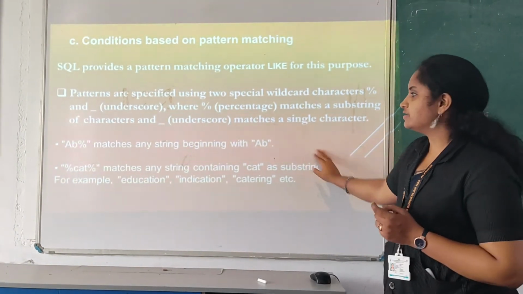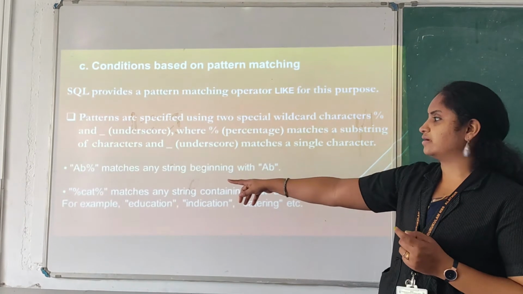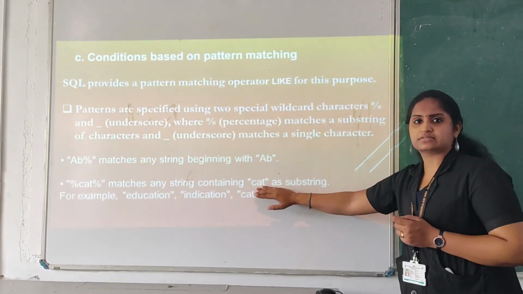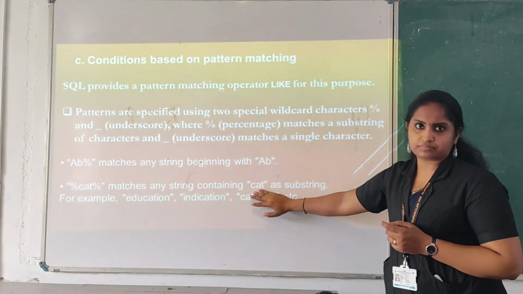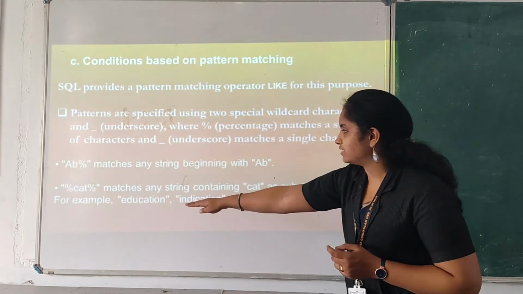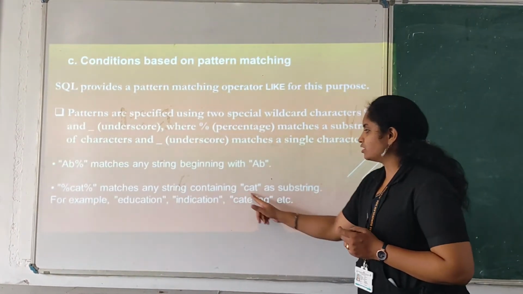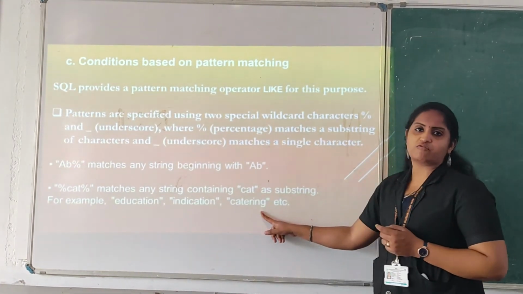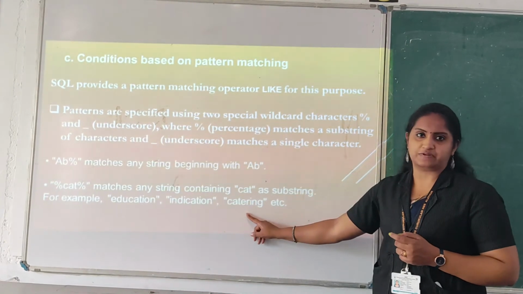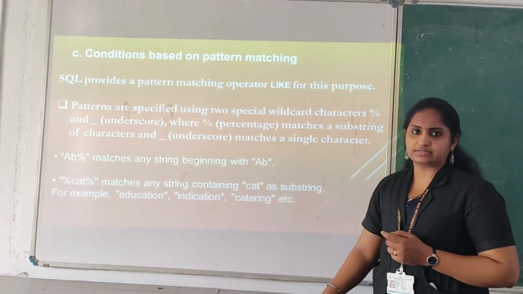Okay. And another one is the double percentage symbol and here it is 'cat'. So it will search for any word which contains CAT, in any position. Here you have examples: education, indications. So it will search that type of words. If it is available like this, it will be displayed. You can give like this in between any words.